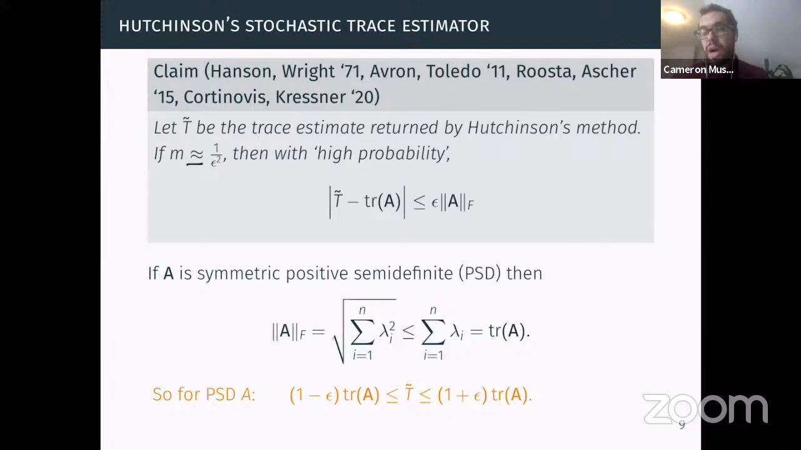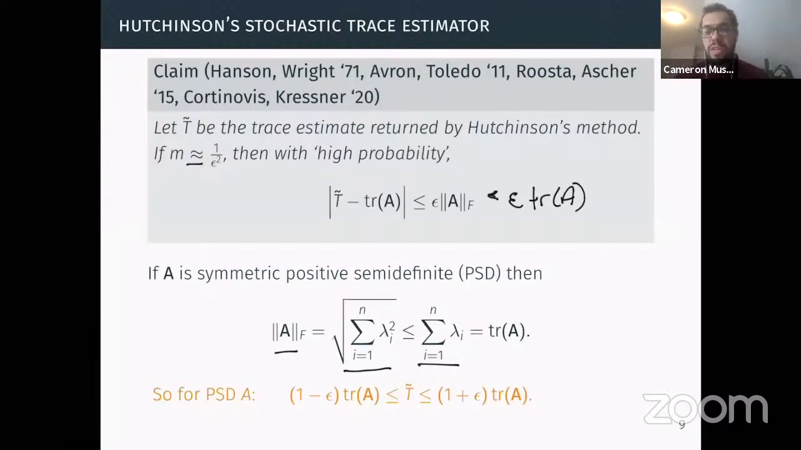Now, if A is a symmetric positive semi-definite matrix, which is the setting we're going to focus on throughout this talk, then I can write the Frobenius norm in terms of the eigenvalues and therefore use it to bound the trace. In general, the Frobenius norm squared is the sum of squared eigenvalues. So the Frobenius norm is the square root of the sum of squared eigenvalues, which is at most the sum of eigenvalues, which is the trace. So for a symmetric positive semi-definite matrix, the Frobenius norm is always less than the trace. Therefore, this error bound is always less than or equal to epsilon times the trace.